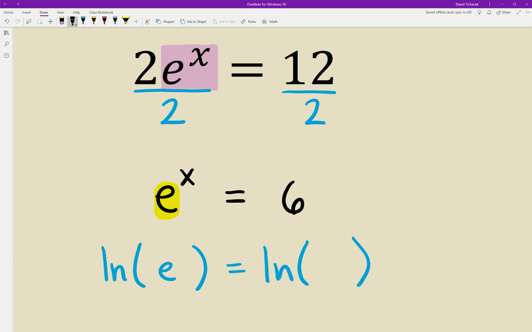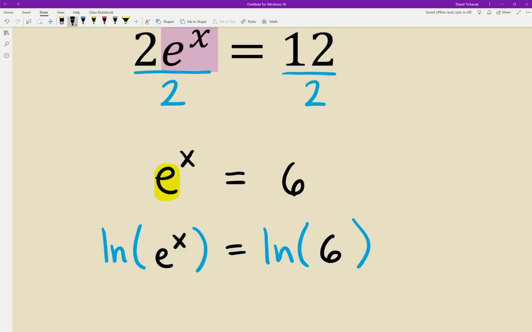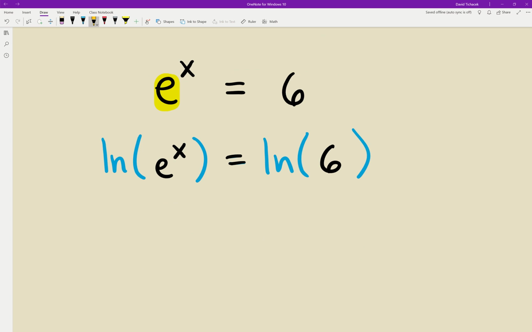And I would like to be able to erase that. There we go. Okay, so e to the x, and that is equal to 6. And of course, what happens here? Well, because we're applying a logarithm with the same base as our exponential, we look at these as inverse operations that undo each other. And what happens here is we're just left with whatever the exponent was.